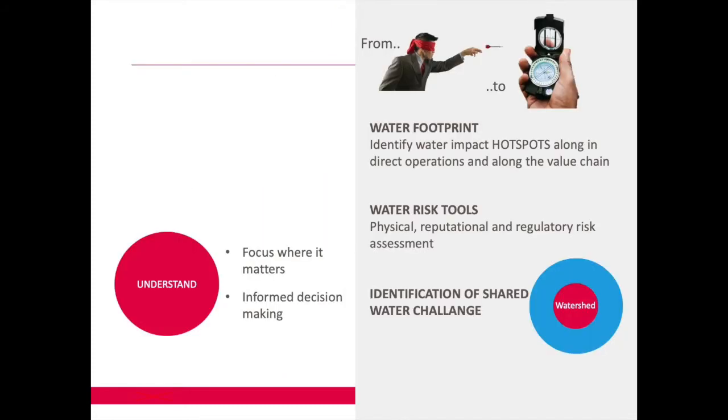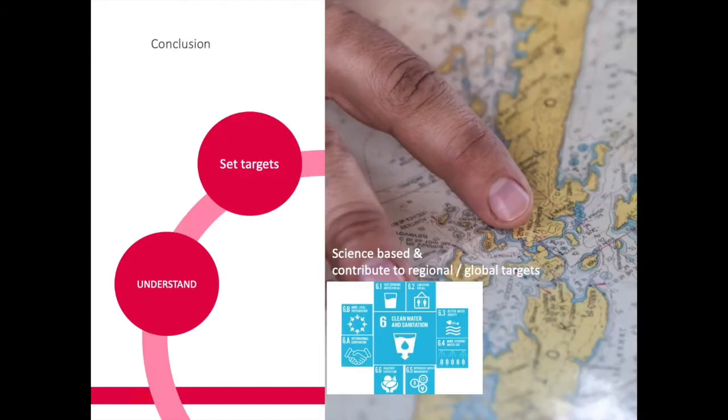Obviously there are many more superpowers, but in a nutshell, water footprinting provides you with important information on where the main impacts for different operation sites and also along the value chain are located. It makes the indirect footprint visible and is key to move from assumption-based decision-making to informed decision-making based on strong metrics. It's however obviously not a tool to answer all the questions, and it's very complementary to tools such as water risk tools or tools to identify shared water challenges on a watershed level. So once the key challenges and hotspots are identified and understood, relevant targets can be set.